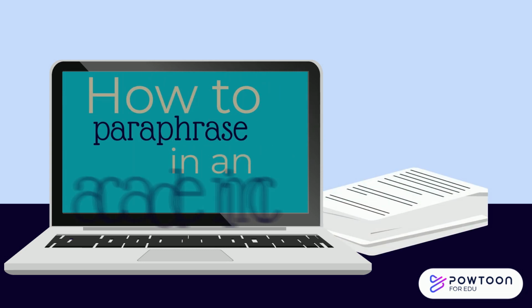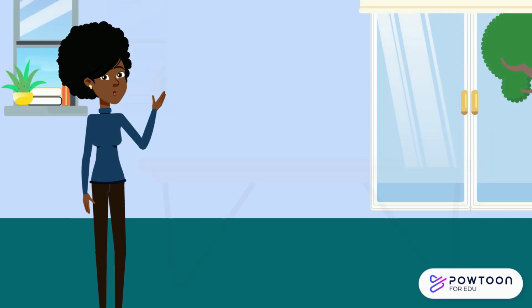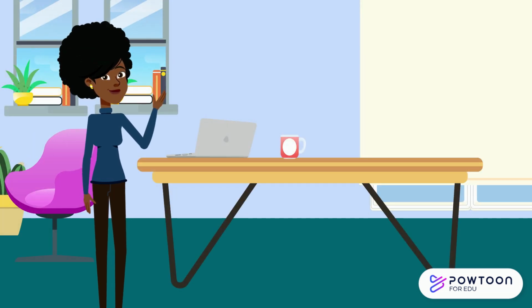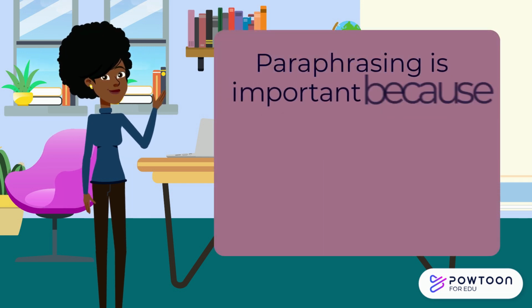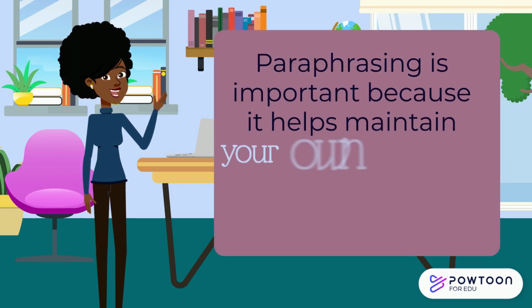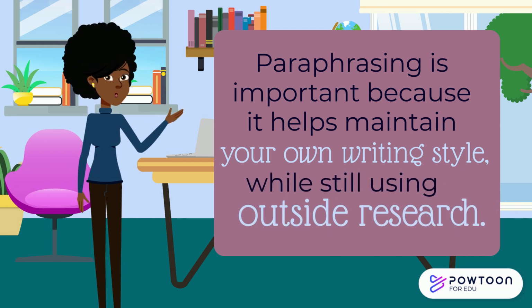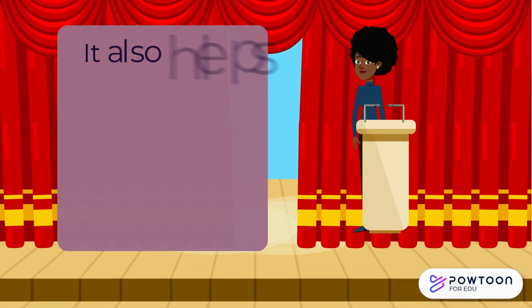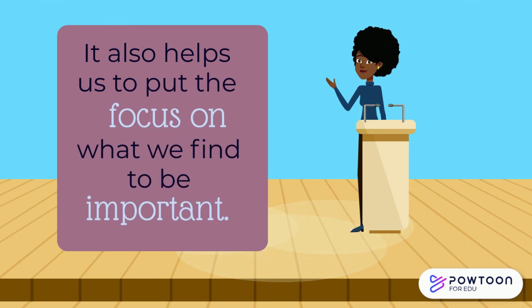How to paraphrase in an academic paper. A paraphrase is when we borrow the ideas of another, but we phrase them significantly differently. Paraphrasing is important because it helps maintain your own writing style throughout the paper while still using outside research. It also allows us to put the focus on what we find to be important in the original phrasing.